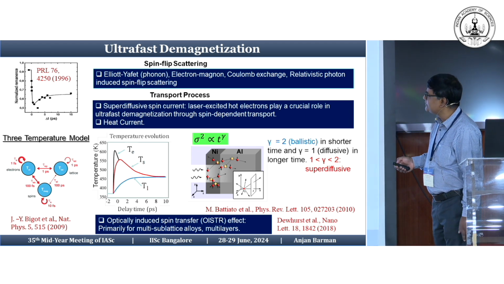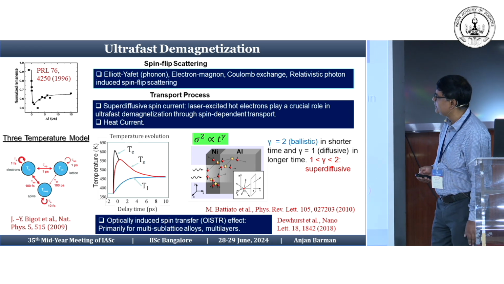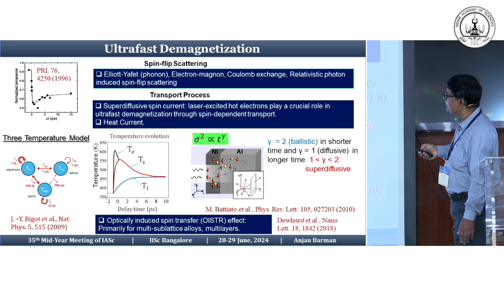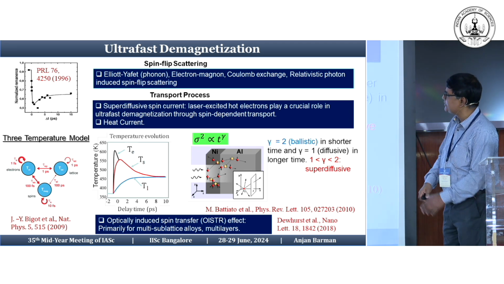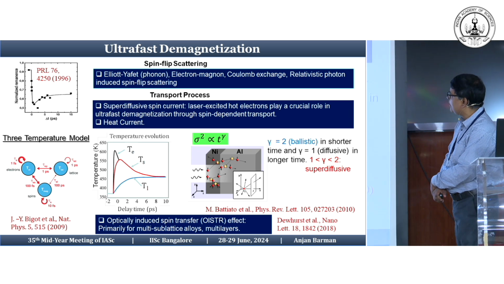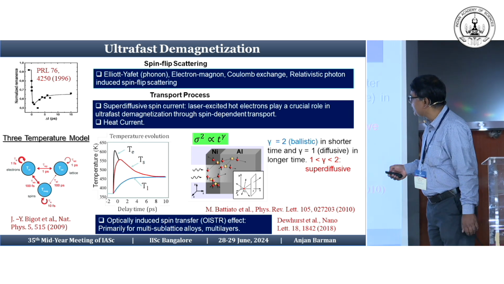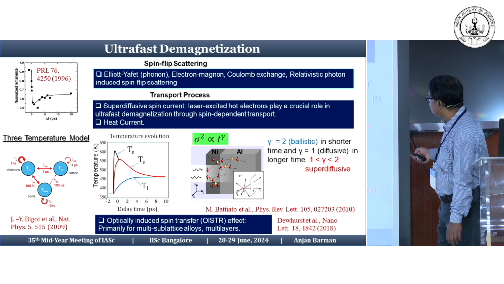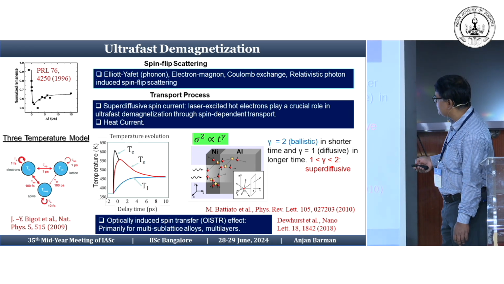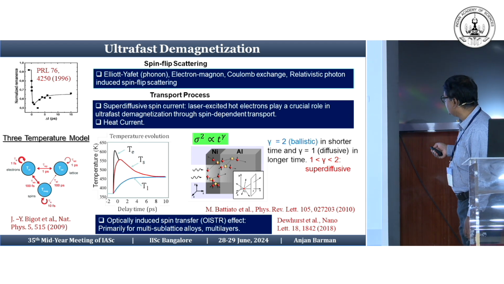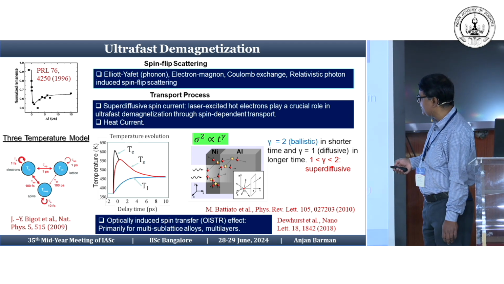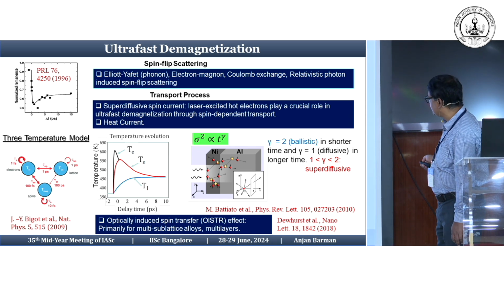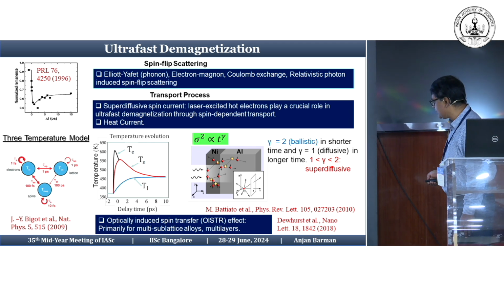And then later in 2010, a new transport process-based mechanism came up, where the super diffusive spin transport, governed by these laser-excited hot electrons, plays a crucial role in the ultrafast demagnetization through spin-dependent transport. Here you can see that the mean square displacement is proportional to t to the power gamma, where gamma equal to 2 is ballistic transport, which occurs in the shorter time scale, and 1 is diffusive transport that occurs in the longer time scale. But it actually occurs somewhere in between, with gamma between 1 and 2, and that is why it's called the super diffusive spin transport. And that was given by this paper.